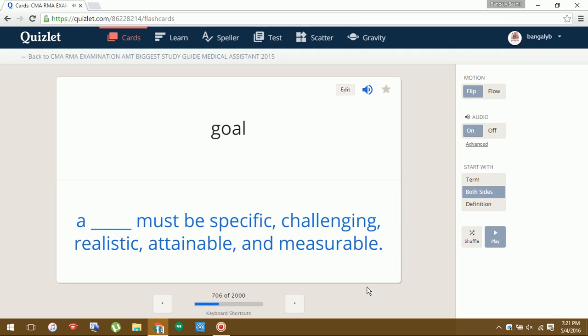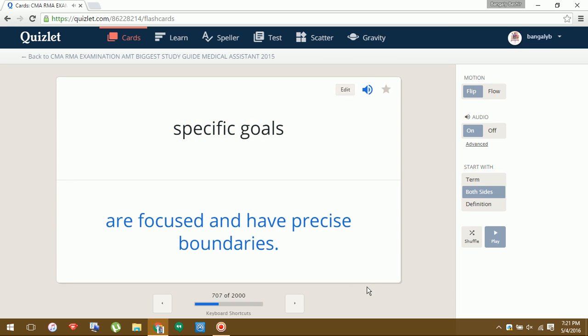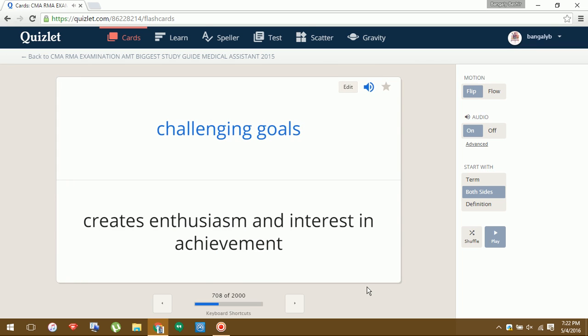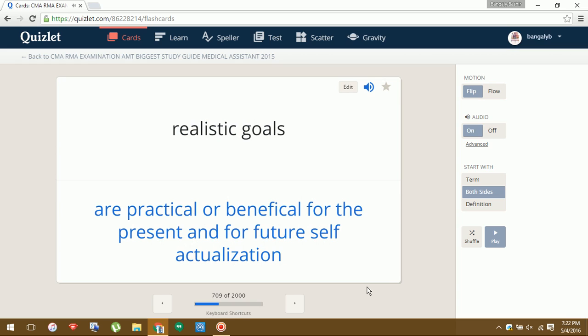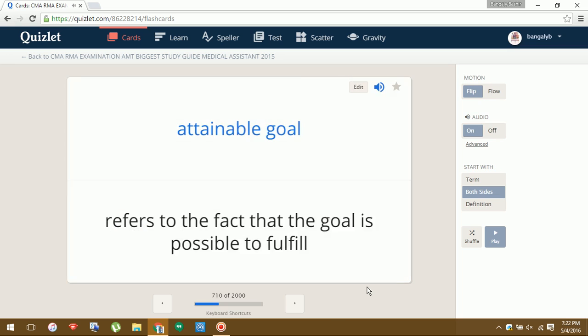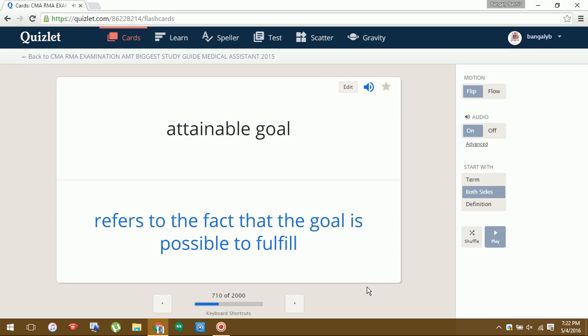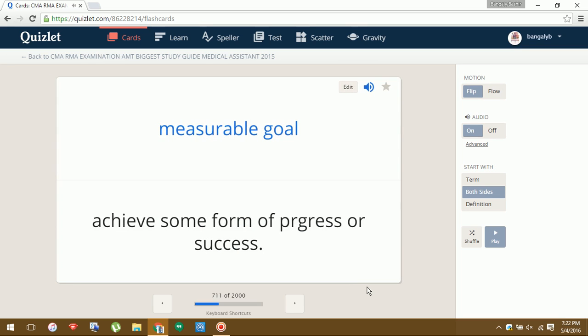Goal. A blank must be specific, challenging, realistic, attainable, and measurable. Specific goals are focused and have precise boundaries. Challenging goals create enthusiasm and interest in achievement. Realistic goals are practical or beneficial for the present and for future self-actualization. Attainable goal refers to the fact that the goal is possible to fulfill. Measurable goal: achieve some form of progress or success.